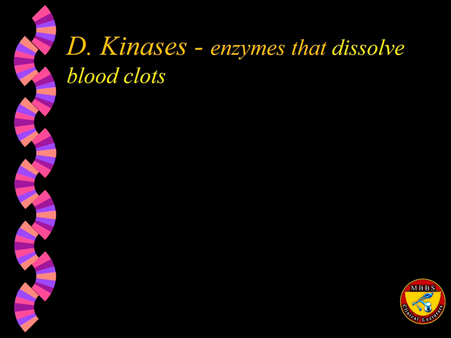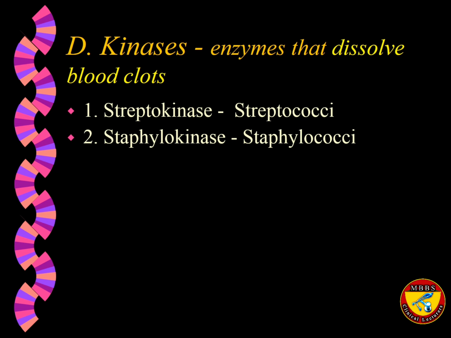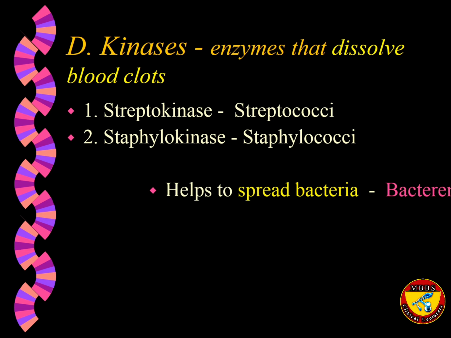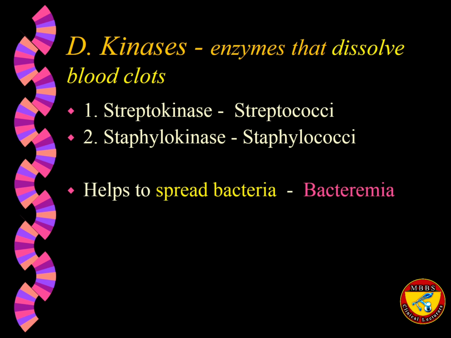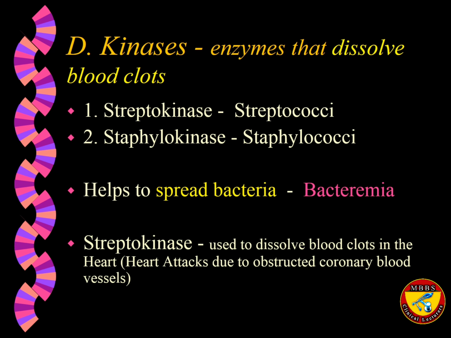Then another product of bacteria are kinases. These are enzymes that dissolve blood clots. Most commonly, streptococci produce it, and it's called streptokinase. Streptokinase is also used therapeutically in heart attack victims when you have to lyse the blood clot. It is also produced in lesser quantity by staphylococci, called staphylokinase. By means of these kinases, bacteria are able to spread in the blood and cause bacteremia. As I mentioned, streptokinase is used to dissolve blood clots in heart attack victims.